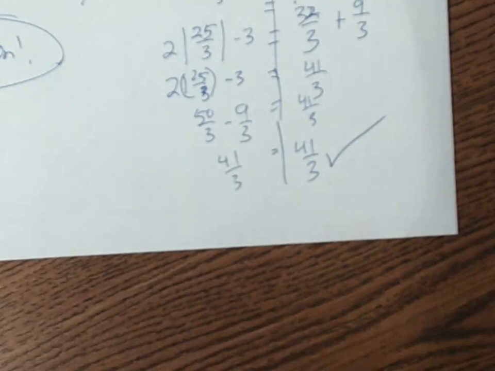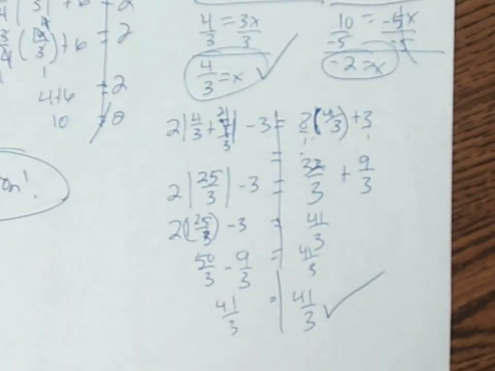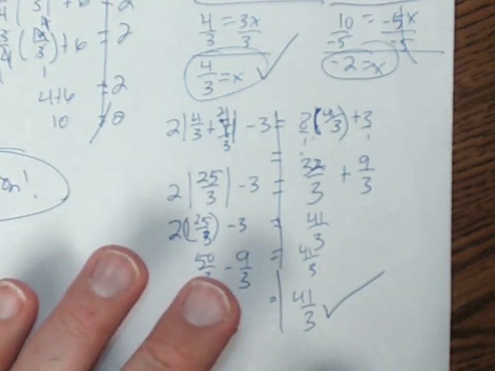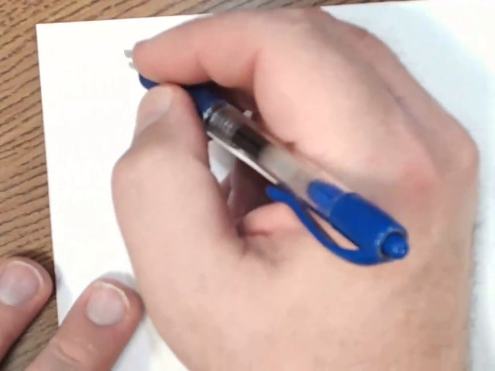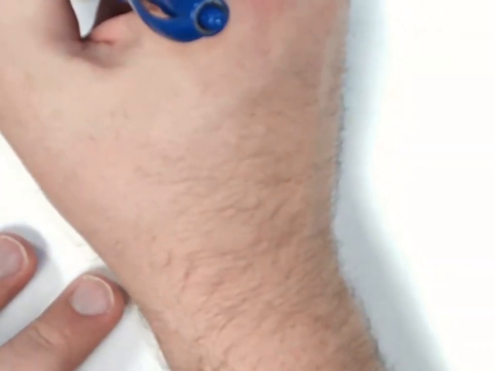So 4/3 works. Now the question is, does negative 2? And unfortunately, I've run out of space. I guess I'll turn it over and do it on the back. Here goes nothing. So we're going to test negative 2. So we got 2 times the absolute value of negative 2 plus 7 minus 3. And hopefully that equals 8 times negative 2 plus 3.